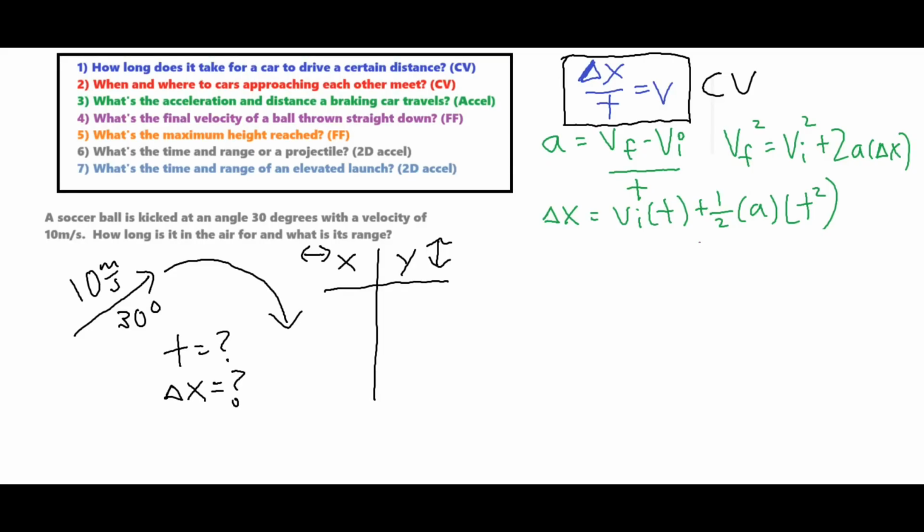All right. Now with that being said, also one of your typical steps for these problems is taking this 10 meters per second and breaking it up into x and y components, because that 10 doesn't fit into either column because it's on an angle.